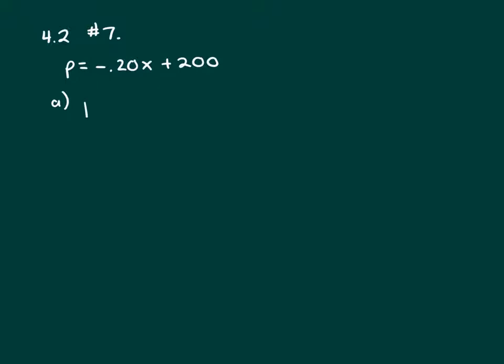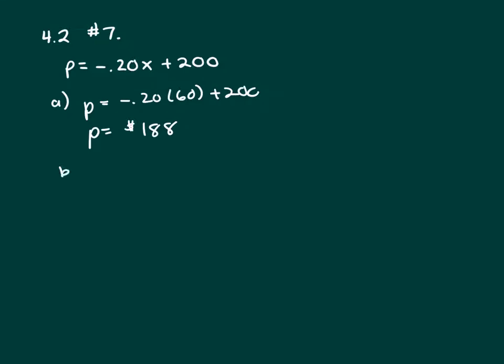So all you do, this is a calculator problem, is plug in 60, because X is the number of TV sets, plus 200. So use your calculator. That's negative 0.2 times 60 plus 200, and that gives you 188. So the price should be $188.